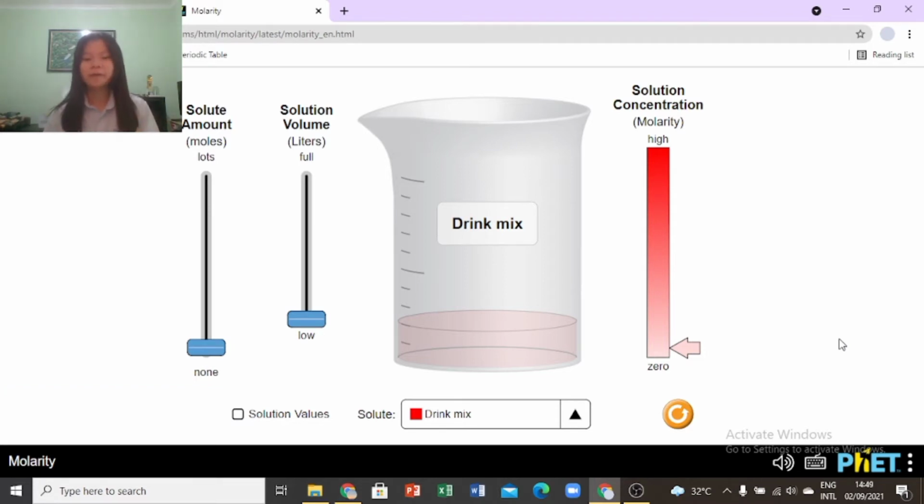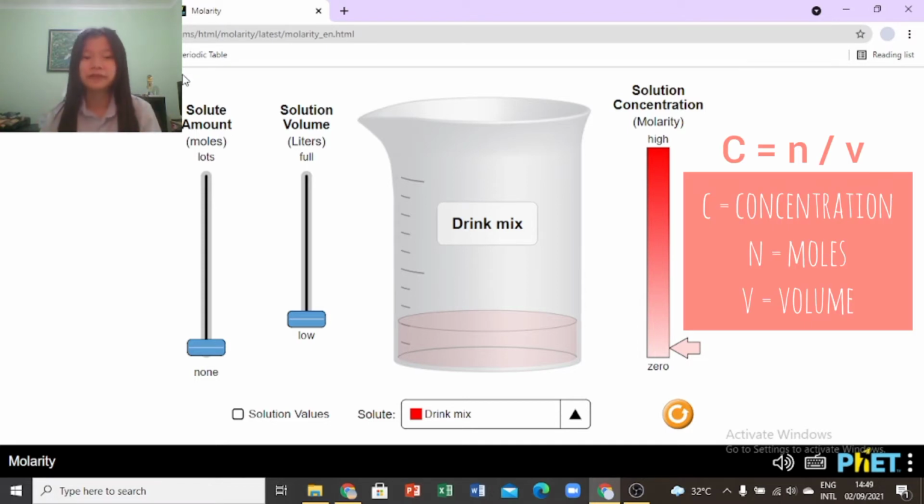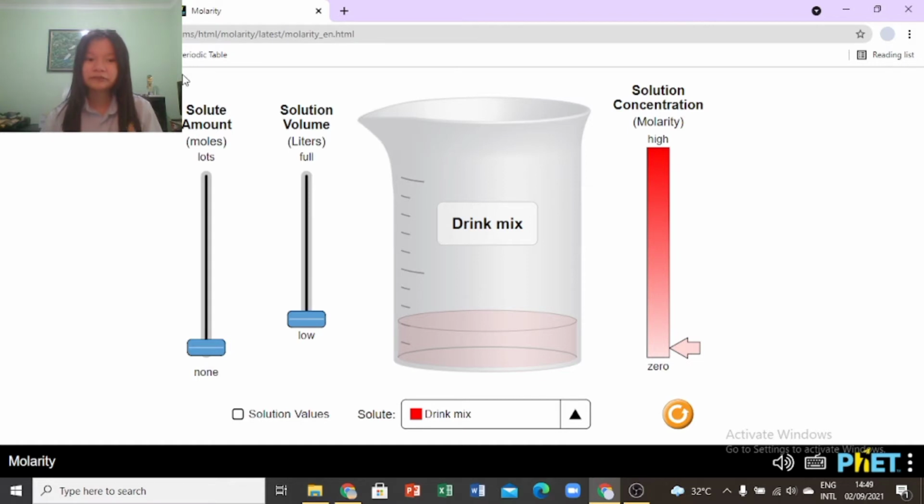So in this video, I will teach you a simulation of molarity using the PhET simulation. Actually, when I hear the word molarity, I directly remember the formula: concentration equals moles divided by volume. This is why, in the molarity simulation, we could find solid amount in moles, solution volume in liters, and solution concentration in molarity. So actually it's almost the same. In the simulation, we will try to find the relationship between moles, liters, and the molarity. Okay, now let's start the simulation.